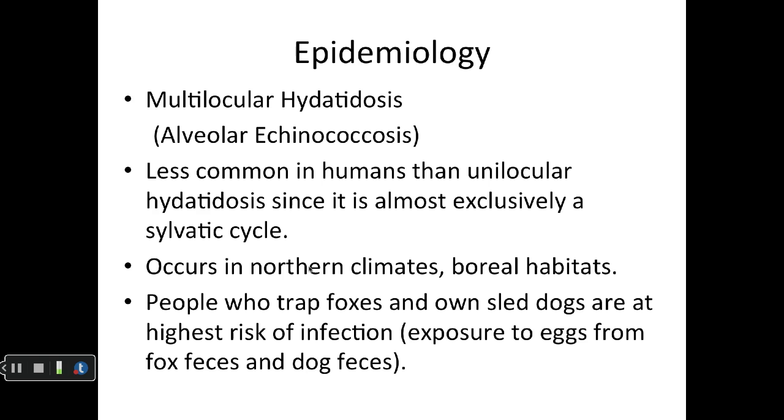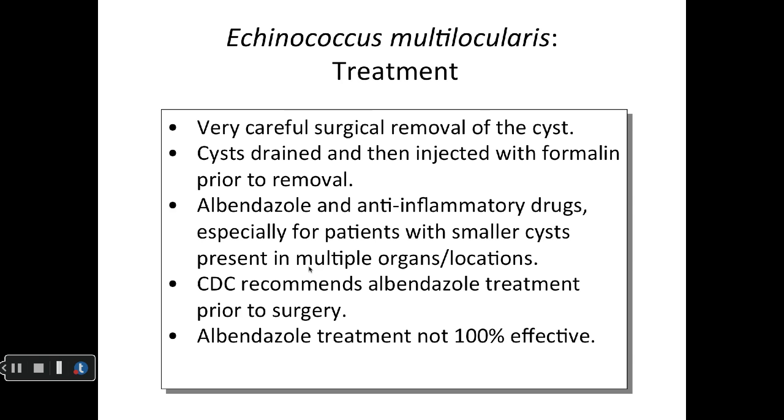The infection with Echinococcus multilocularis is less common in humans because it's almost exclusively a sylvatic cycle. It is much more common in northern climates, so-called boreal habitats, like northern Asia, northern North America. The human factor comes into play, especially with hunters and trappers. So people who trap foxes, own sled dogs, are going to be at the highest risk of infection. And again, humans become infected by exposure to eggs from fox feces, dog feces, and so forth.